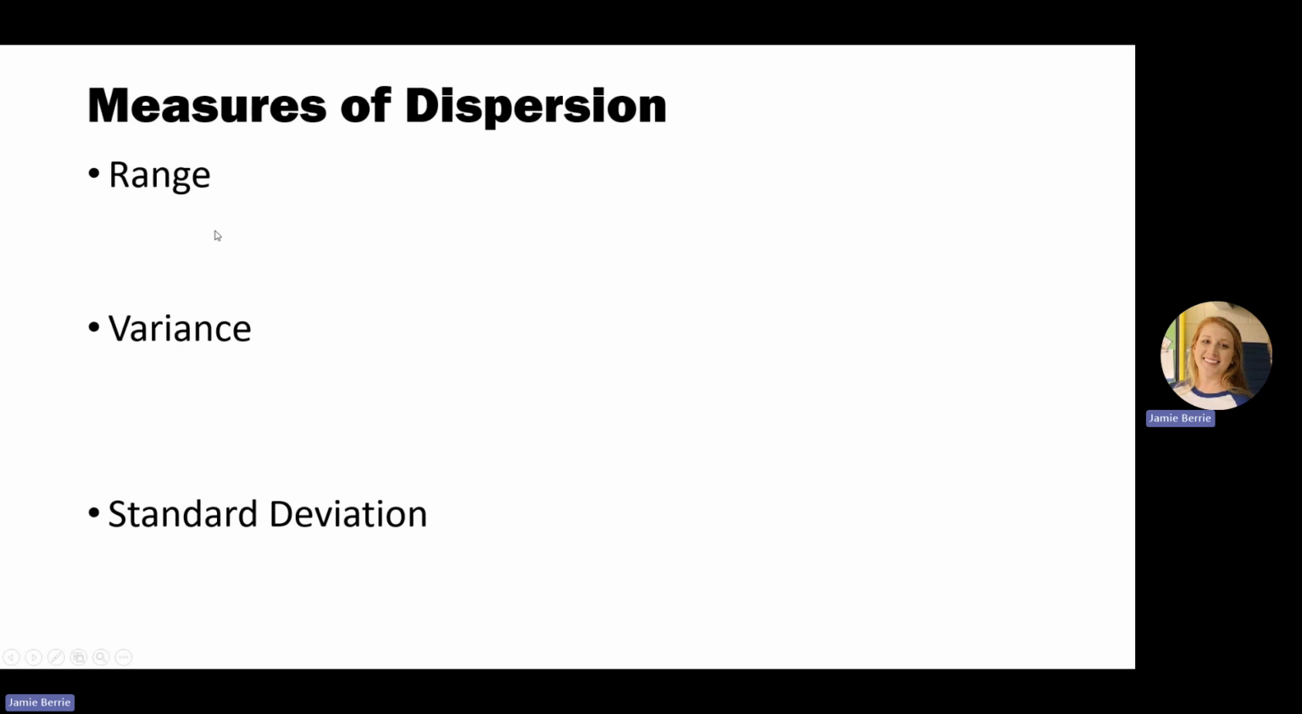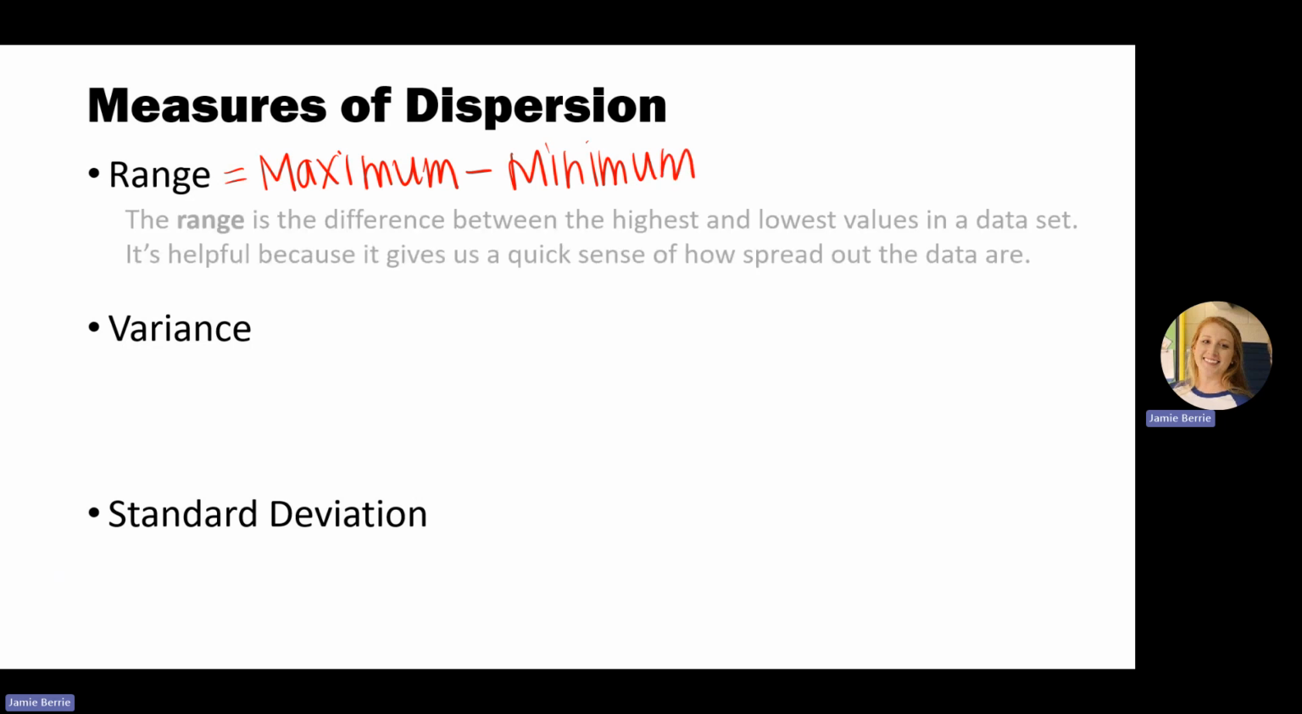The first and the easiest to calculate is called the range. The range just has a little formula that it uses. So let's see if we can write it. I think it's going to let me now. Okay. It's just equal to the maximum value in your data set minus the minimum value in your data set. Very quick and easy to calculate.